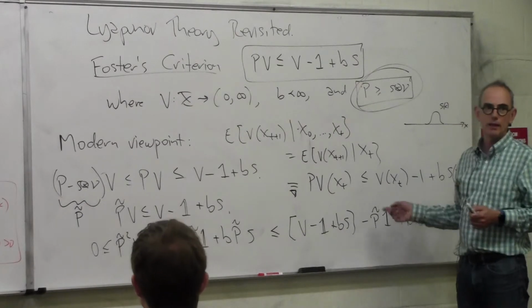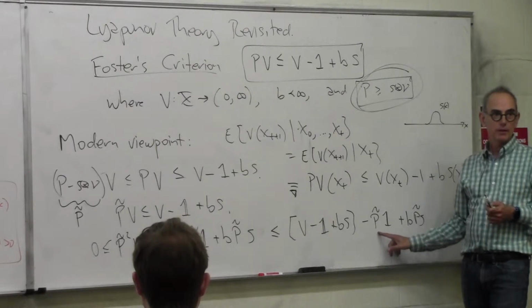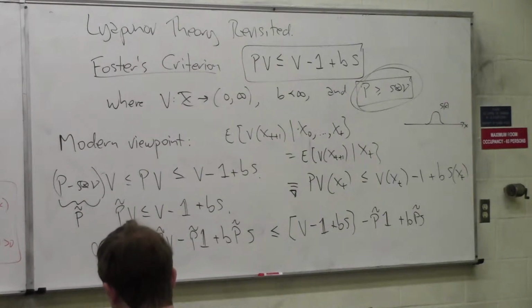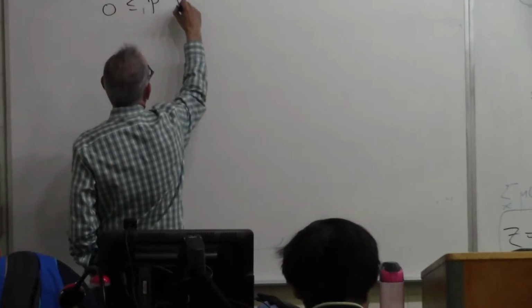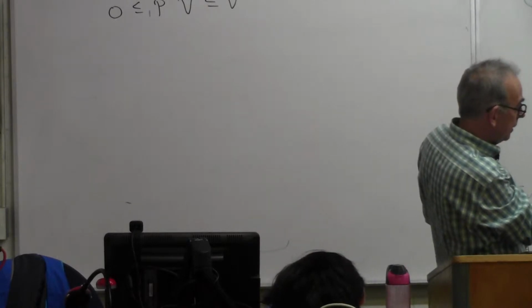I can do it again and again and again. Every time I hit it by P tilde again, I'm going to get a P tilde squared here, and then over and over again. So that's okay. So what you finally get is that 0 is less than or equal to P tilde to the n V, less than or equal to V, and then I get a sum of the powers of P tilde times 1.